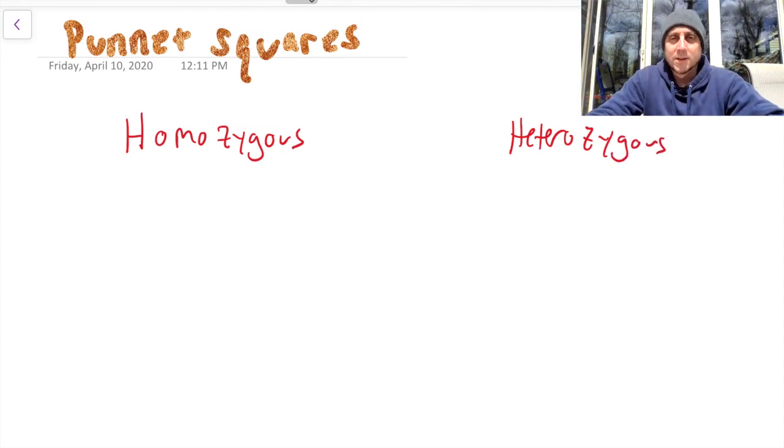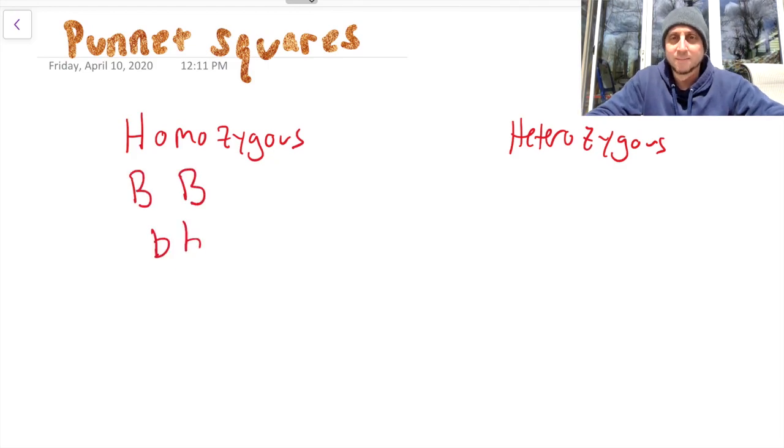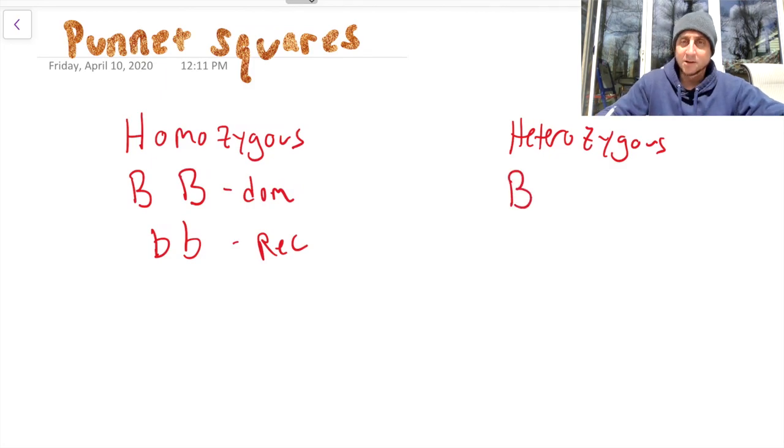If something is homozygous, that means it has the same case. So an example would be capital B, capital B, or lowercase b, lowercase b. So if it's homozygous dominant, that's going to be this one. If it's homozygous recessive, that's going to be that one. If we're looking at heterozygous, it's just different cases. So you have big B, little b. There is no heterozygous dominant or recessive, just heterozygous, and that's it.